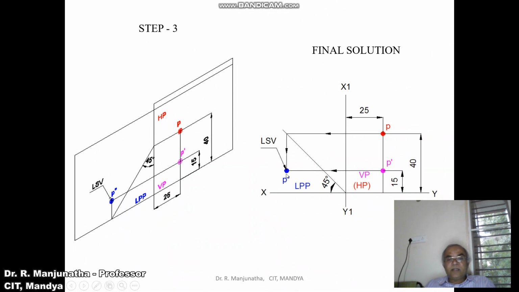And then here we can see this distance is above HP, which is 15 mm, and this distance is behind VP, which is 40 mm. And since it is behind VP, obviously the view you are going to get is the left side view. So label it as the left side view, give the dimensions, and draw the directions of projection, as shown. So this is going to be the final solution which needs to be written in the sketchbook.